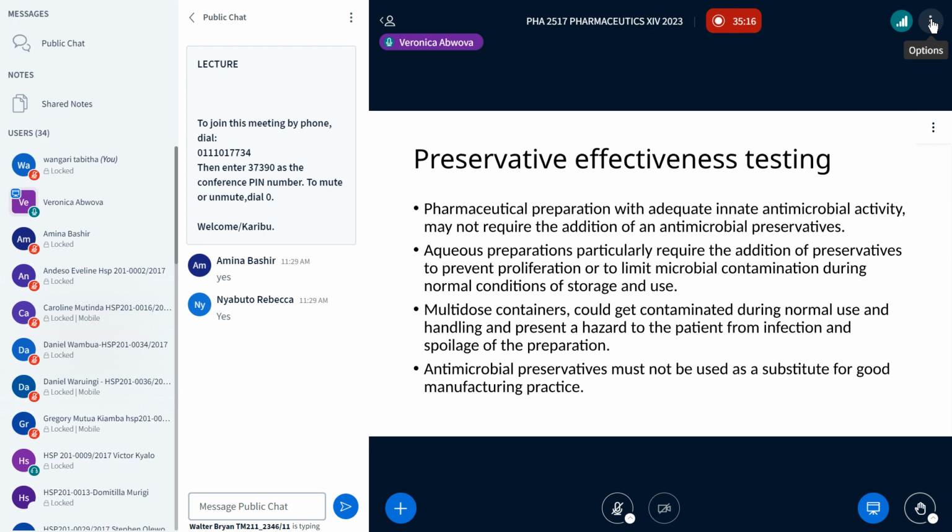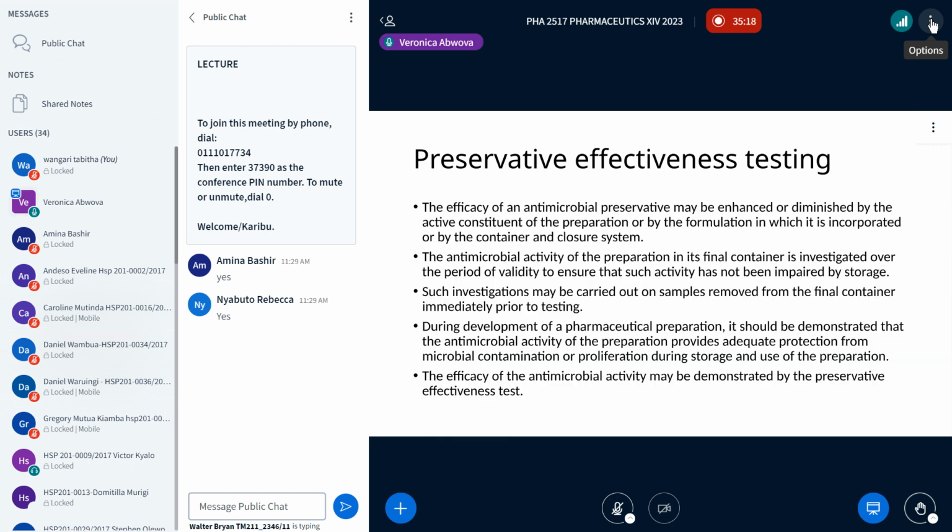Again, we can't stress that hard enough. We have talked about that. The efficacy of an antimicrobial preservative may be enhanced or diminished by the active constituent of the preparation, or by the formulation in which it is incorporated, or by the container enclosure system. Remember we talked about factors that may affect activity of your preservative.